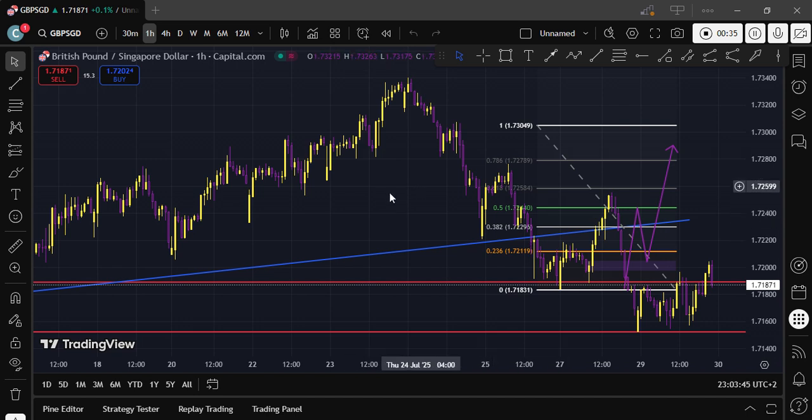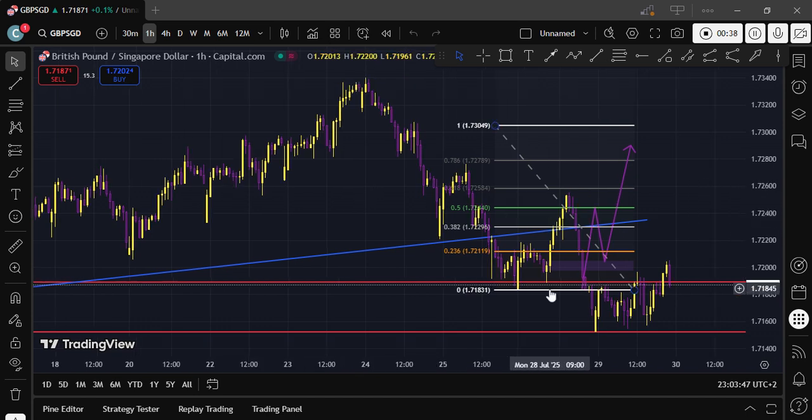I was expecting the market. I said the market sentiment had told us that the pound SGD will give us an economic divergence, and I think we were up here.